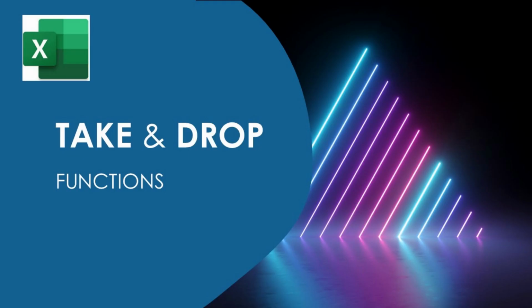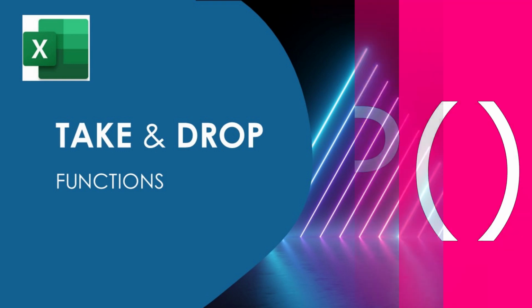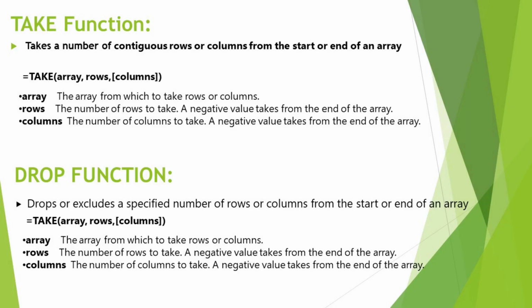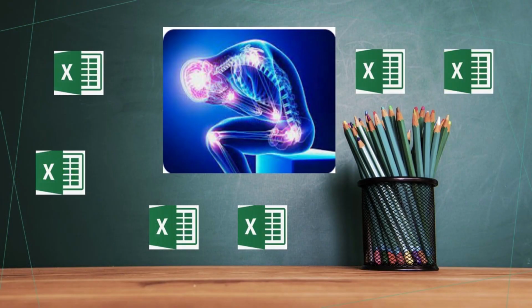Hello and welcome to the second video in our series on some of the new and useful functions in Excel. Today, I'll be focusing on take and drop, which will allow you to extract data from a table by specifying which rows or columns to include or exclude. If you've ever worked with large data sets in Excel, you know that scrolling through rows and columns looking for specific data can be a real pain. With take and drop, you can easily extract data you need and leave out the rest.